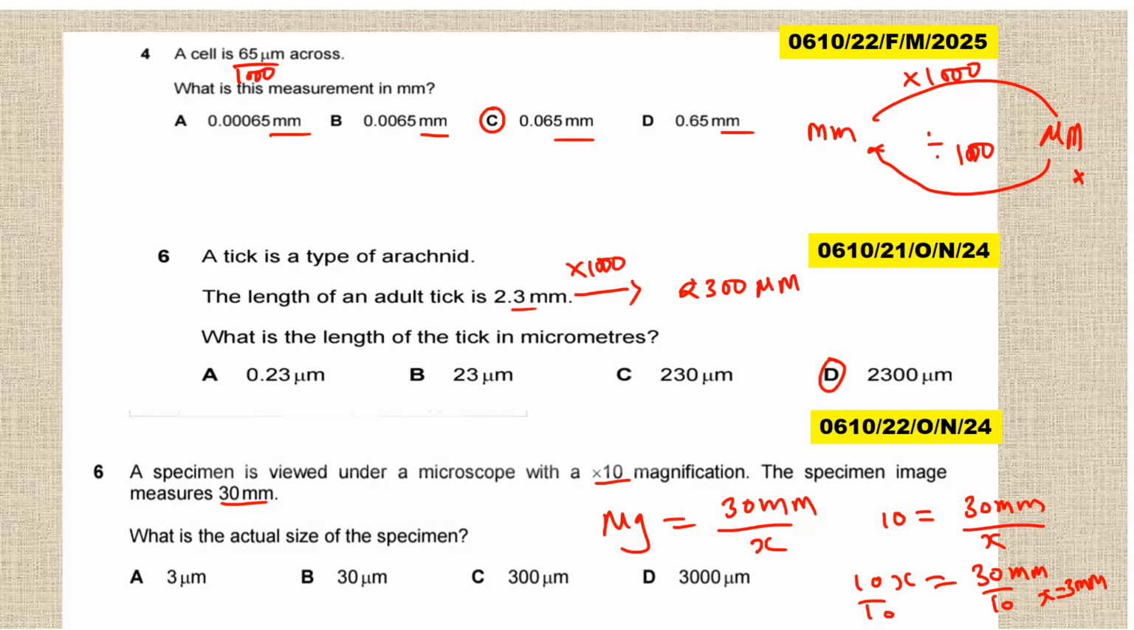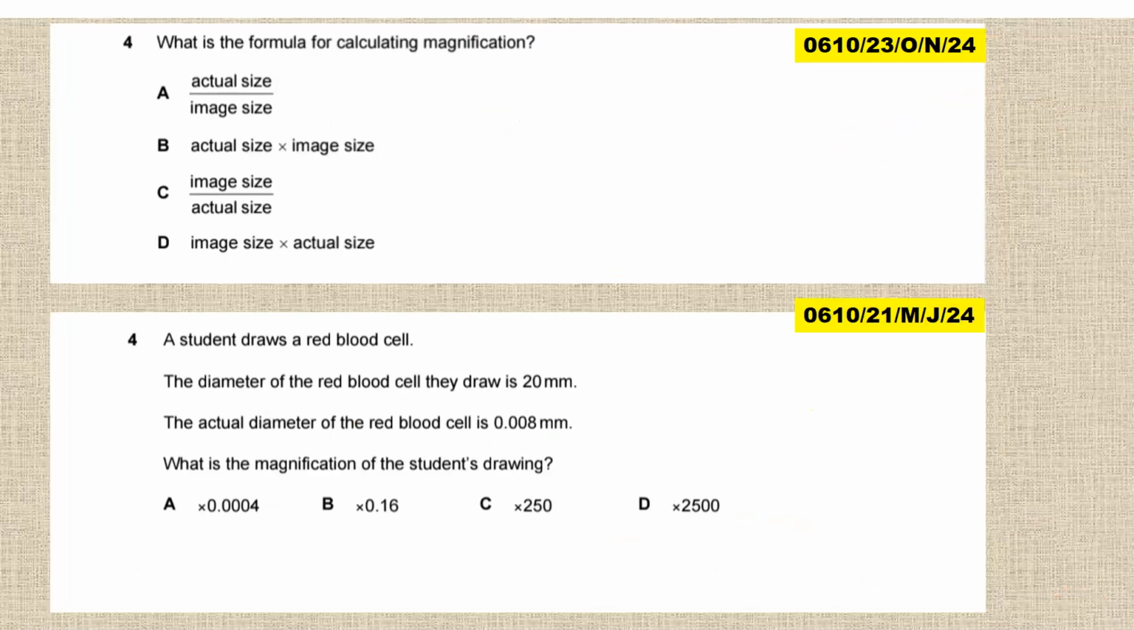Now, the answers are recorded in micrometer. Remember, when we are moving from millimeter to micrometer, multiply by 1000. So 3 multiplied by 1000 is just 3000 micrometer. All right, what is the formula for calculating magnification? Magnification is image size over actual size.